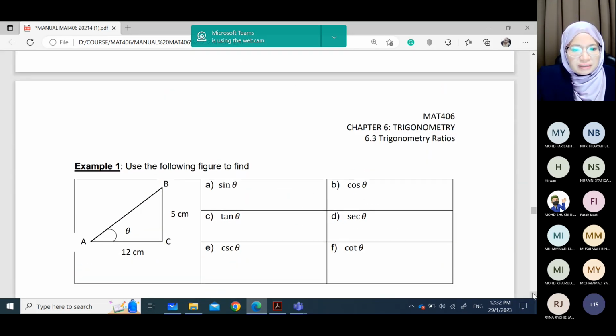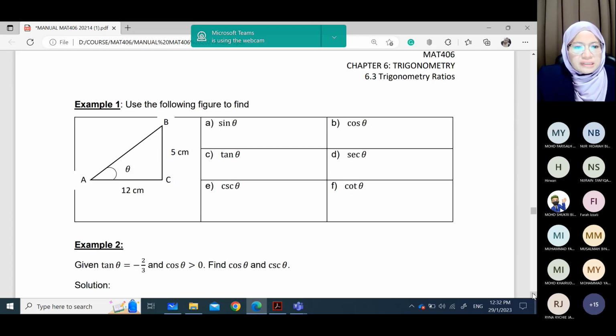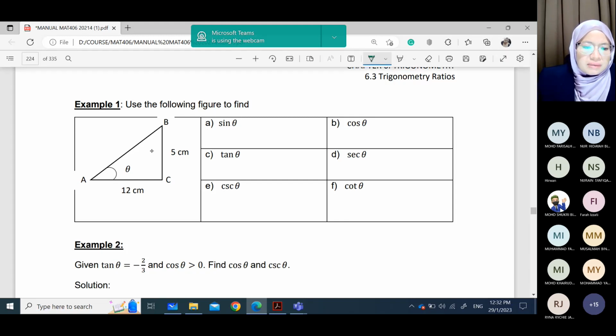Okay, example 1. Use the following figure to find sin theta, cosine, tangent. Macam nak dapatkan ni. So yang ni 12 cm, BC 5 cm. So untuk hypotenuse is 12 squared plus 5 squared. So jawapan ni berapa ni?